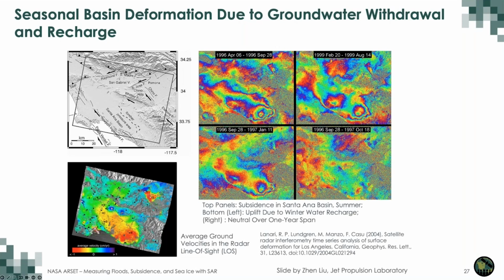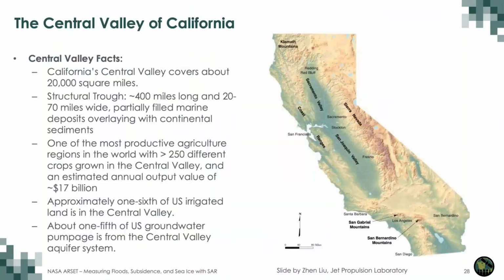And if we take a 1-year interferogram from 1996 to 1997, we can see that the ground surface actually reached the same level after 1 year of going down and then back up. So this is the seasonal deformation that's due to those more sandy layers where the groundwater has been recharged. The paper is listed here on the slide.